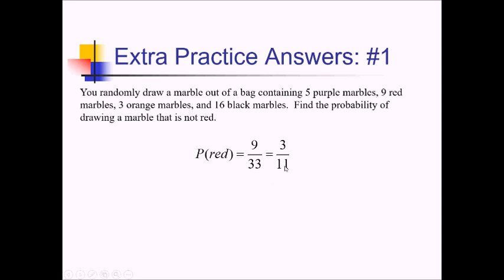We're here now. So now I'm actually going to find the probability that my marble is not red. To do this, I just have to subtract the probability that it is red from 1, basically subtracting this percentage from 100%. So 1 minus 3 elevenths ends up giving us 8 elevenths. And 8 elevenths is the probability of picking a marble that is not red.